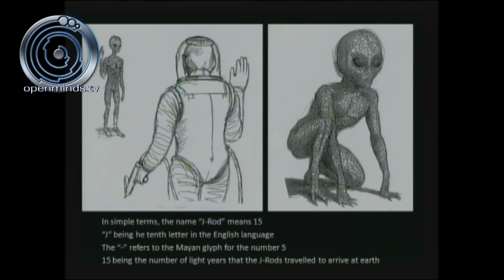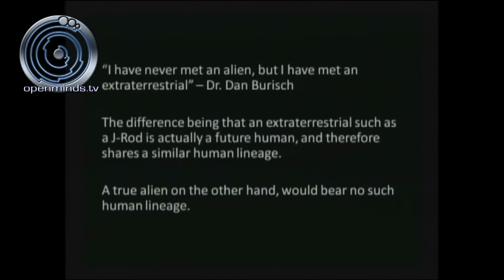Now, what in the world does J-rod mean? I mean, we've heard this before. In its simplest terms, J-rod means 15, because J on the computer keyboard is the 10th letter in the English language. The dash or rod was symbolic of the Mayan glyph that indicated the number 5. So you put those together, you get 15. That's also symbolic because he traveled from 15 light years away to get to Earth. So that's the definition of J-rod and how he got his name.